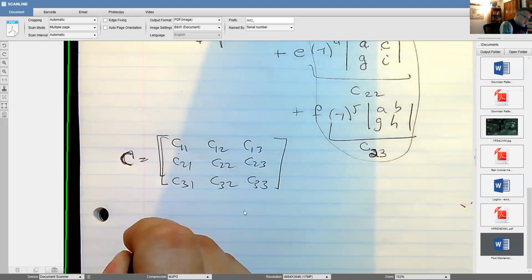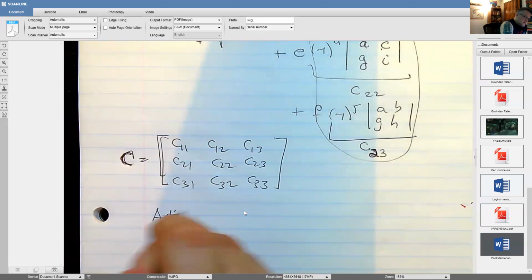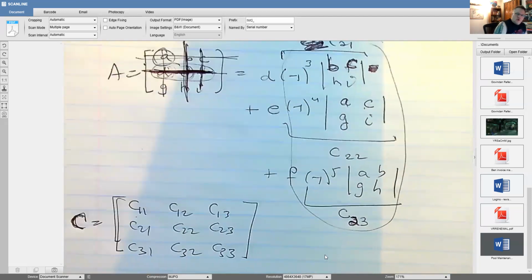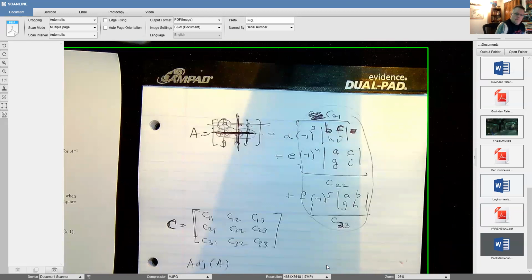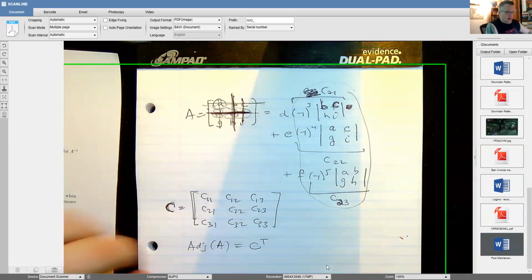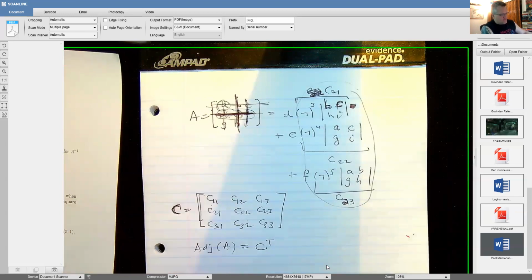And what the adjoint is, so back to the original matrix A, if this is my matrix A, what the adjoint is, is the transpose of that matrix. Okay, and the reason there's a transpose there is so that certain things that we want to have happen work out nicely when computing determinants and inverses. But that's how we define the adjoint.